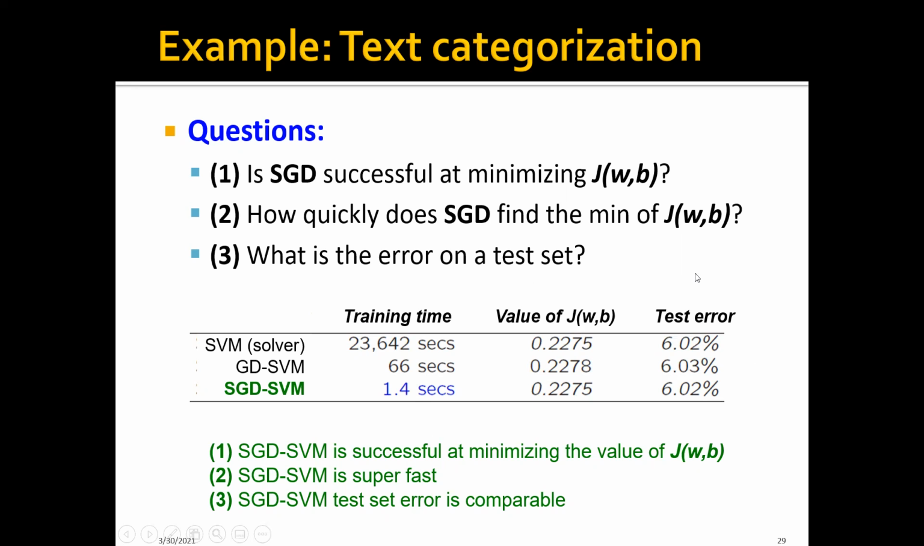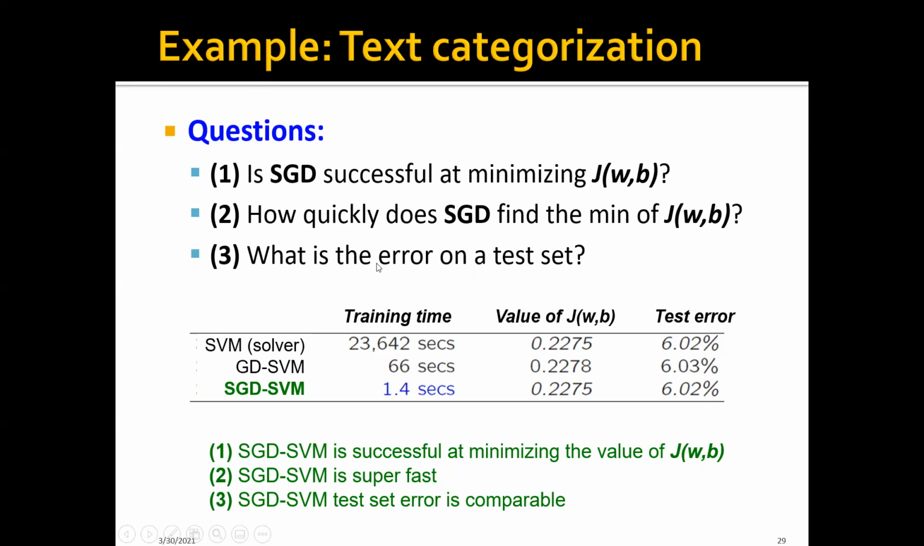For the second question, how quickly does SGD find a minimum? We can look at this by examining the first column of the results. We can see that for the SVM solver, it takes about 23,000 seconds. So this is very slow. For the gradient descent SVM that we implemented, it takes about 66 seconds. And for the SGD SVM, it takes only 1.4 seconds. So we can see that the SGD version is actually more than 10 times faster than the original version. So it's actually super fast.